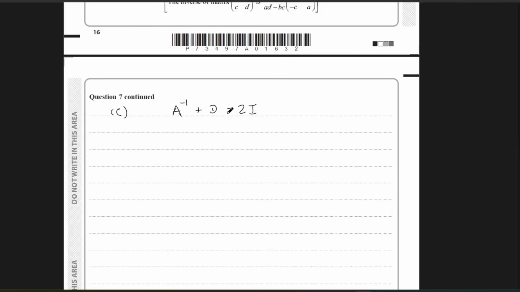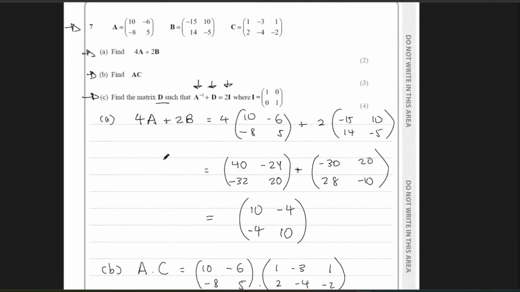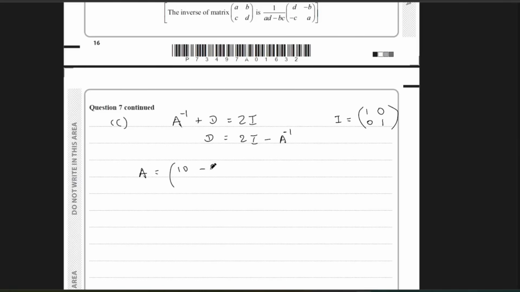Since we need to solve for D, we'll need to isolate D. So we can move A inverse to the other side. So D is equal to 2I minus A inverse. Doing this will get us the matrix D. So we already know what I is. I is equal to 1, 0, 0, 1. But we need to calculate the inverse for A. How do we do that? The matrix for A is 10, minus 6, minus 8, and 5.